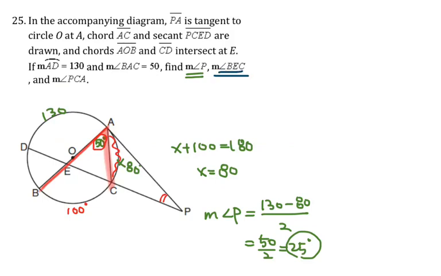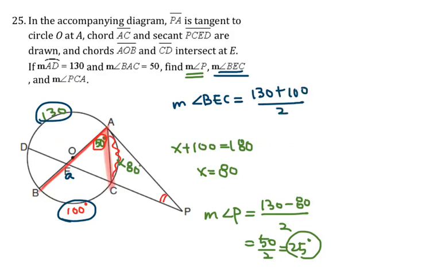How about measure of angle BEC? Since I used X, why don't I call this one A? That is opposing from the arcs 100 and 130. So measure of angle BEC is the sum of those two opposing arcs, which is 130 plus 100, divided by 2. What is that equal to? Yes, we get 230 over 2, which now becomes 115 degrees.